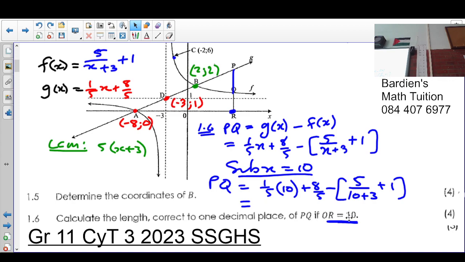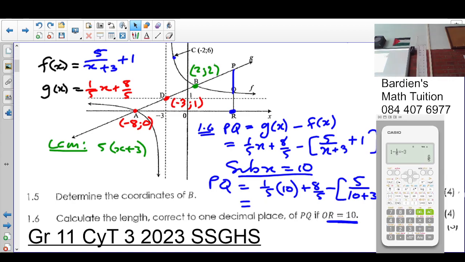Okay. So let's put the calculator back. You can see what I'm typing in here. That will be 1 over 5 times 10 plus 8 over 5 minus, open brackets, 5 over 10 plus 3, plus 1. Gives us 144 over 65. But I want it to 1 decimal place. So it's 2.2.